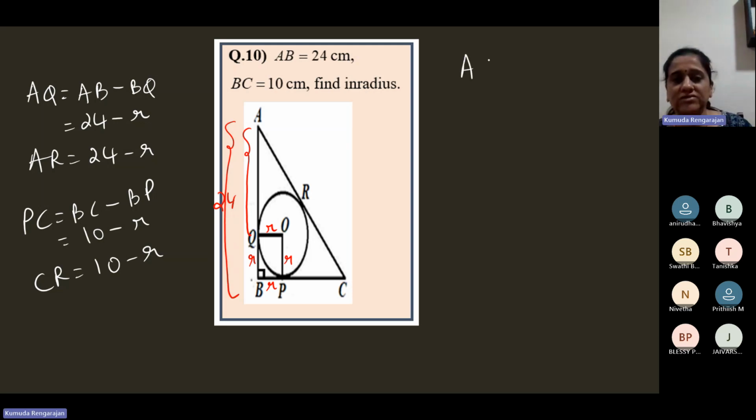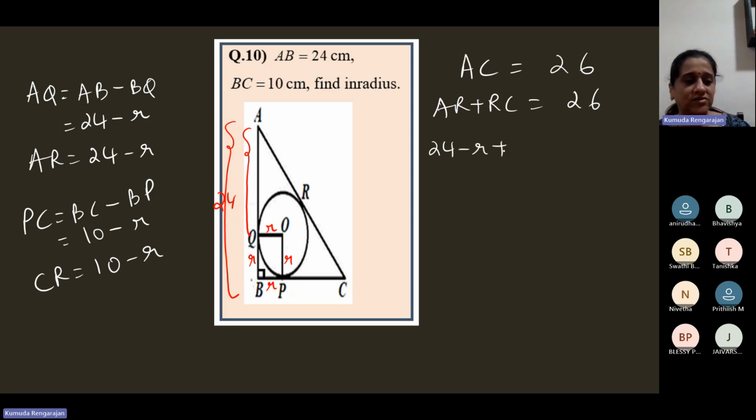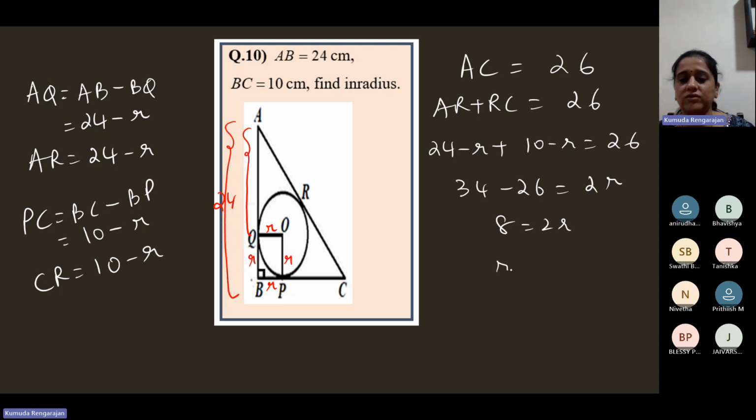Now, AC is equal to how much? Hypotenuse by Pythagoras theorem, 26. But what is AC equal to? AR plus RC equals 26. What is AR? 24 minus R, plus RC, 10 minus R, is equal to 26. So 34 minus 26 is equal to 2R. So 8 is equal to 2R. R is equal to 4.